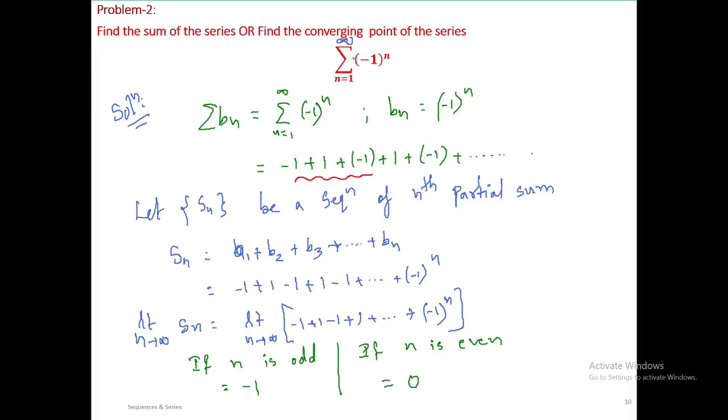If the large number is odd, then I will get this sum as minus 1. So there is no particular number. That's why there are two possibilities for this sum: one is minus 1, the other one is 0. That's why the sequence cannot converge. Okay, so this is about convergence and divergence.